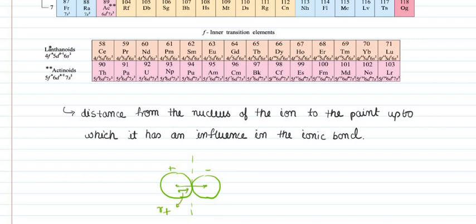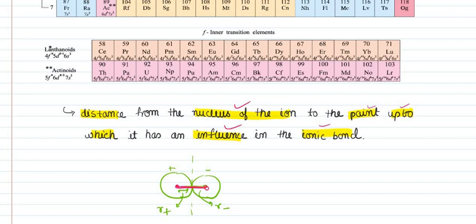The radius of the cation, the radius of the anion. So what is it? It is the distance from the nucleus of the ion to the point up to which it has influence in the ionic bond. What does this mean? We take the nucleus of the ion, and we take a distance up to the point where it has influence on the ionic bond.